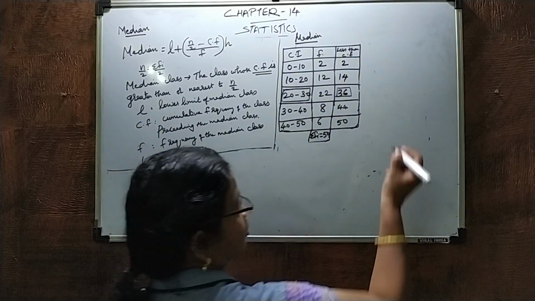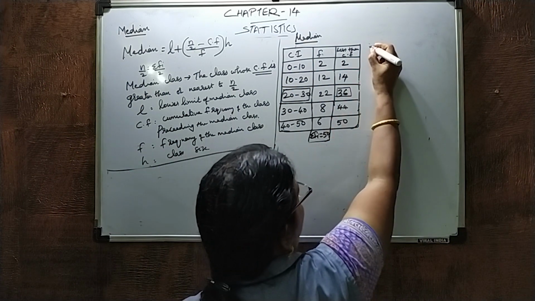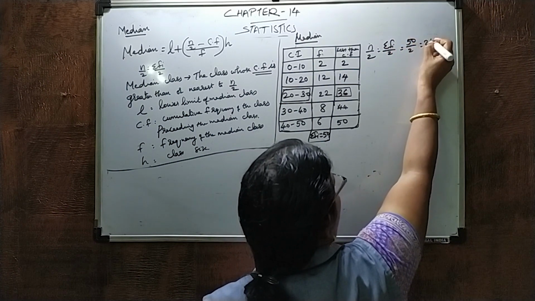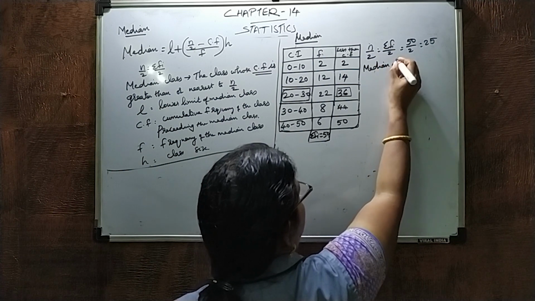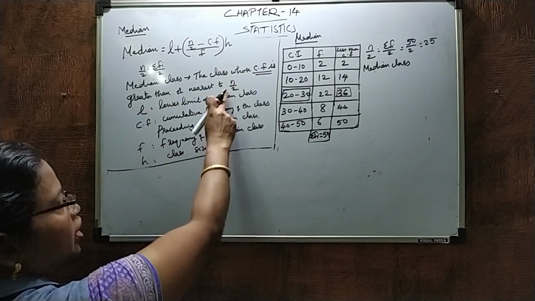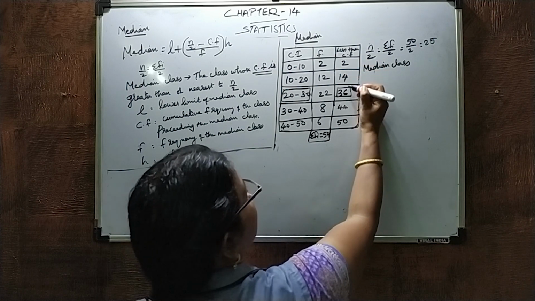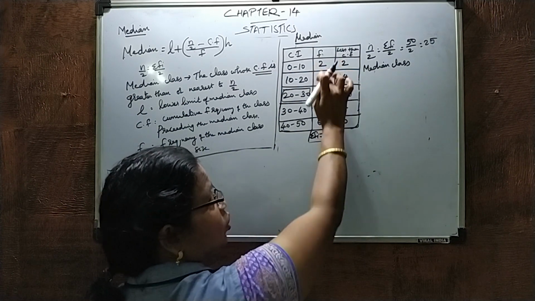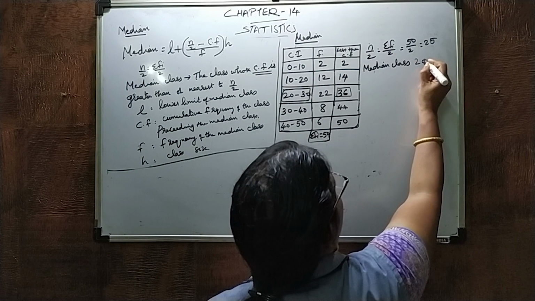The calculation of median will start. So first what you have to do is find out N by 2. Now look, N by 2 means sigma Fi divided by 2. You will get 50 divided by 2, you will get 25. Now, the median class you have to find out. Median class is the class whose cumulative frequency is greater than or nearest to N by 2. Here N by 2 is 25, and the cumulative frequency greater than or nearest to 25 is 36. Don't take frequency, only cumulative frequency you have to take for this one. So 36, and the median class is 20 to 30.